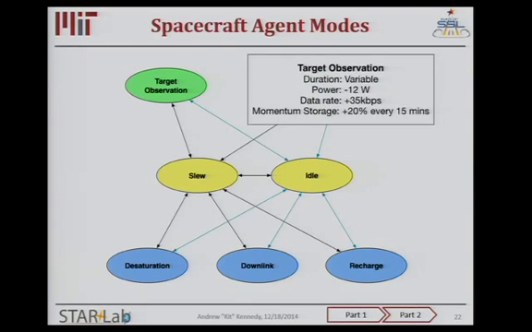So, an example of resource utilization in target observation, and this is similar for the other modes, is that you might have a power draw of 12 watts, a data rate of 35 kilobits per second, and produce momentum at 20% every 15 minutes, at 20% of maximum storage. These numbers are based on actual numbers from the MiRaTA spacecraft mission.